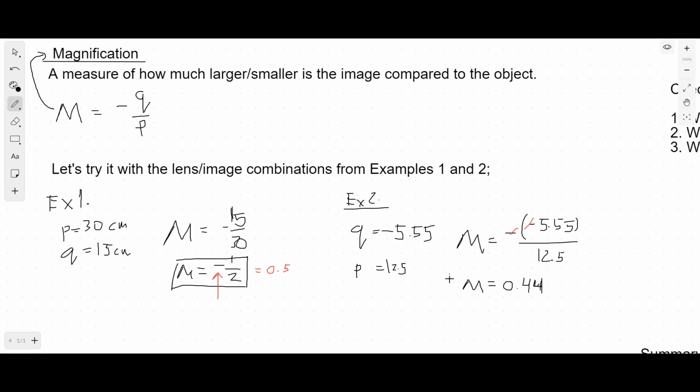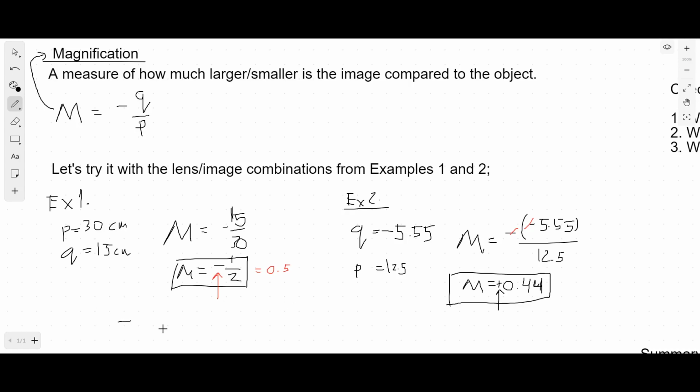Now let's talk about this number again. This time it's positive. Because it's positive, it means that it's not upside down, which again makes perfect sense because for a diverging lens, you don't get upside down images. And because it's 0.4, this means that it's 0.4 times the size of the object. Now, in both of these examples, the images got smaller. But I'm just going to summarize it for you.